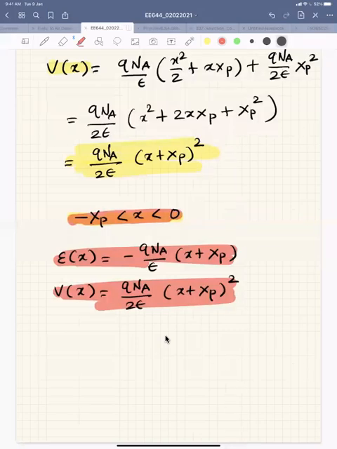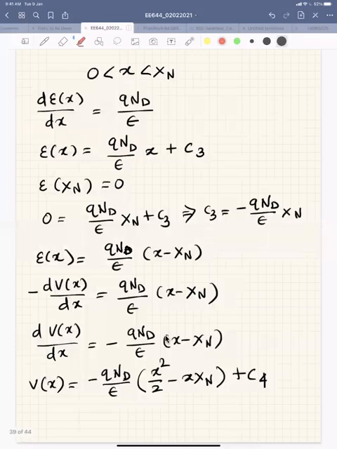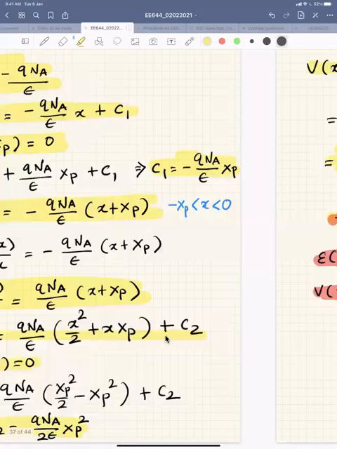Similarly, I could do this between 0 and xn. This is another region. If I write the Gauss law, dE by dx equals, by the same approach, q nd by epsilon. And you see, I could find the electric field as a function of x. I have the constant c3, so I need a boundary condition. The boundary condition is electric field at xn equal to 0. So why is it 0 at xn?